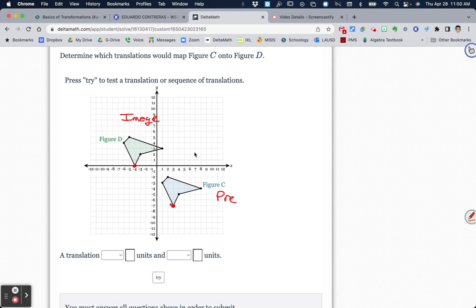So if I'm starting here, I need to go to the left, right? I just have to figure out how far to the left. And I need to go this far. So I need to go this far. How many units is that? 7. So over here we want to say left and then 7.